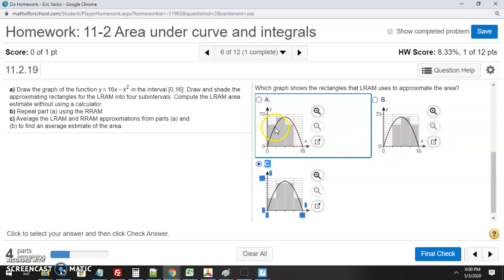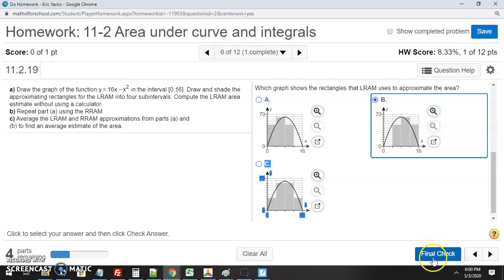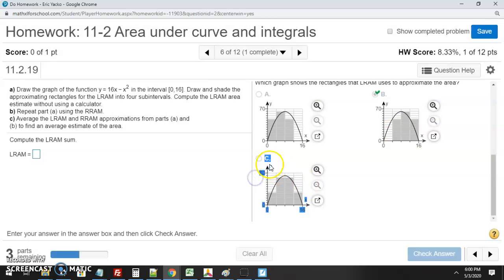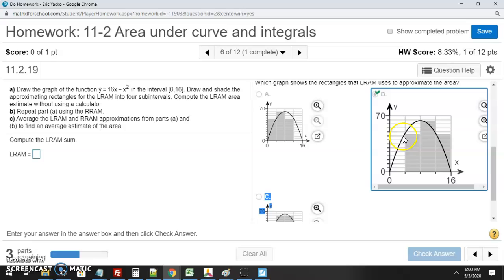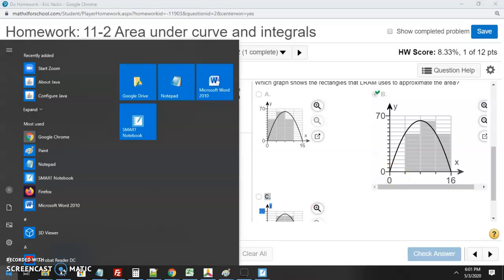Now notice choice A, the right corner is touching, so that's the RRAM. Choice C, nothing is touching, it's kind of in the middle. And choice B, the left corner is touching, so that is the left rectangle approximation method. Then they want you to calculate what this actually is area-wise. So once again, you're going to have to split it up into the correct intervals. This one's a little bit tougher.